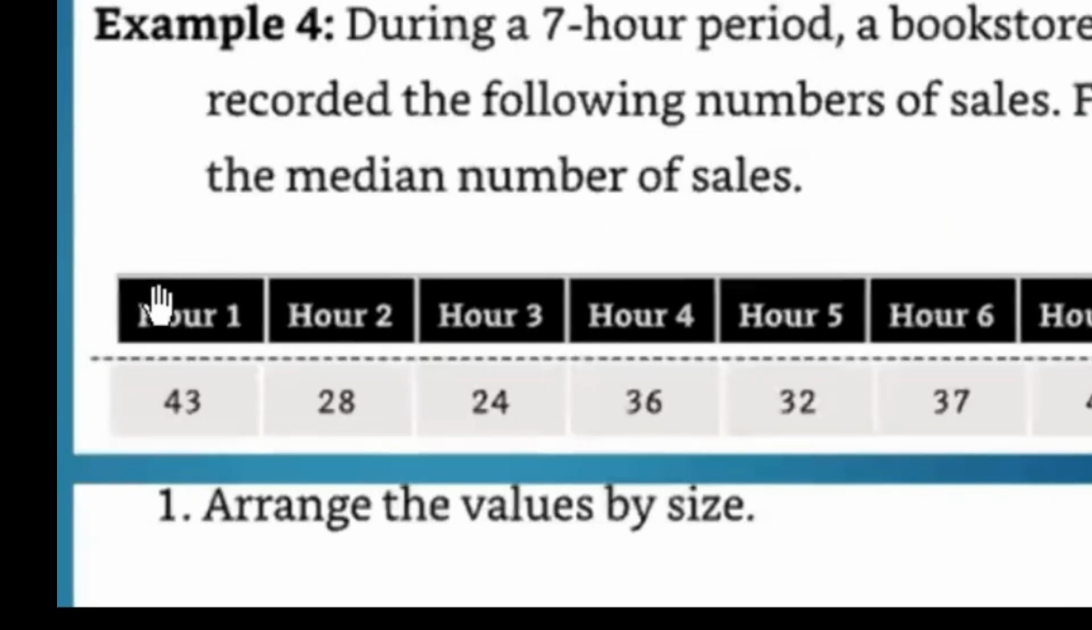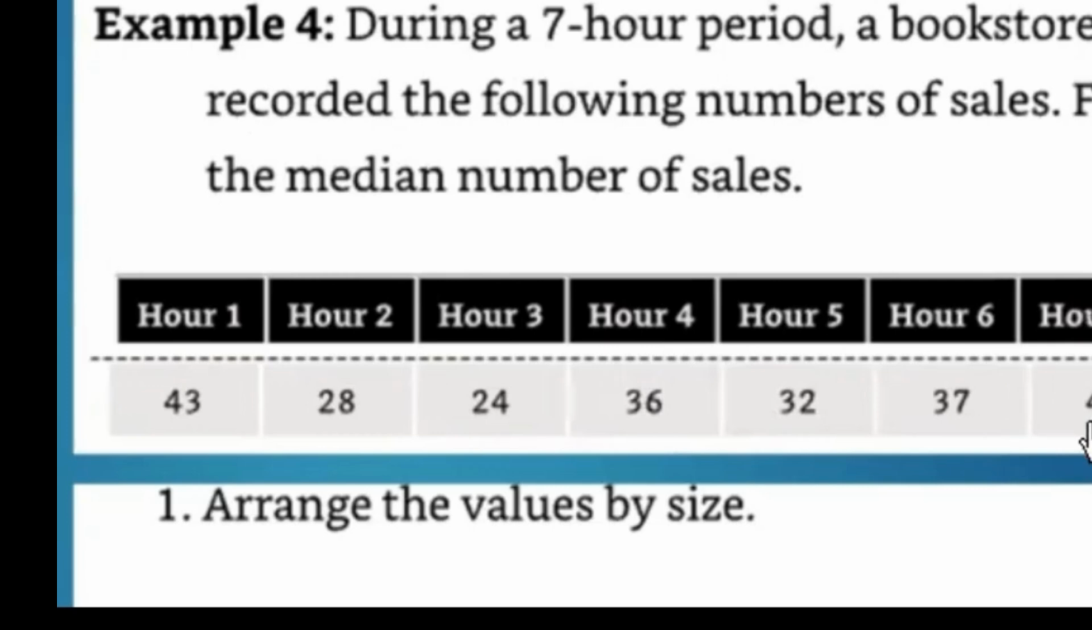Let's change the question around to make it personal so that it can be easier for us. Let's say that you guys own a bookstore, okay? And during a 7-hour period, you recorded the number of sales that you made. So during the first hour, when you open up shop, you sold 43 books, okay? In the second hour, you sold 28. Third hour, you sold 24. In the fourth hour, you sold 36. 5th hour, you sold 32. In the 6th hour, you sold 37. And in the 7th hour, you sold 48.